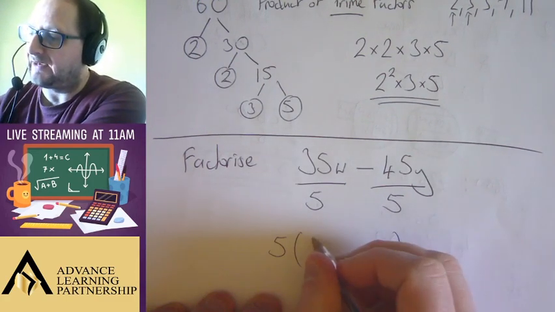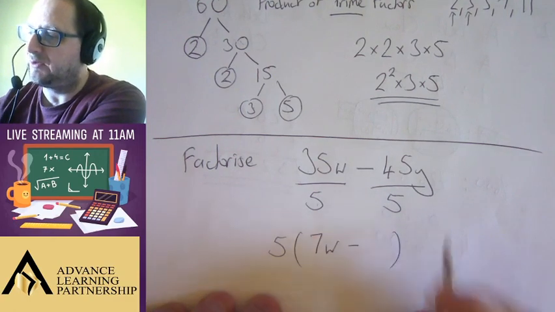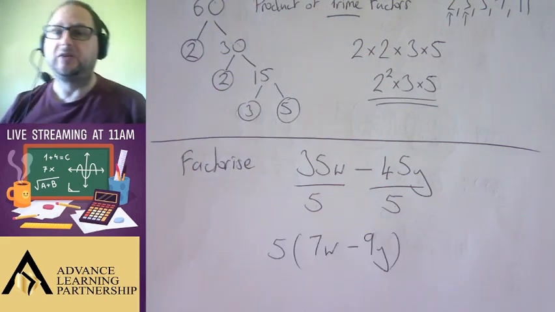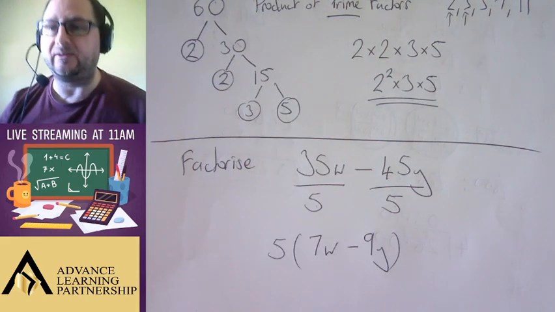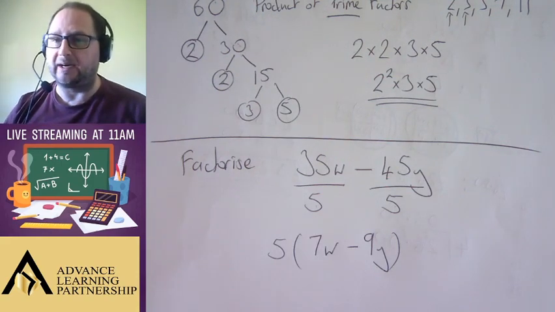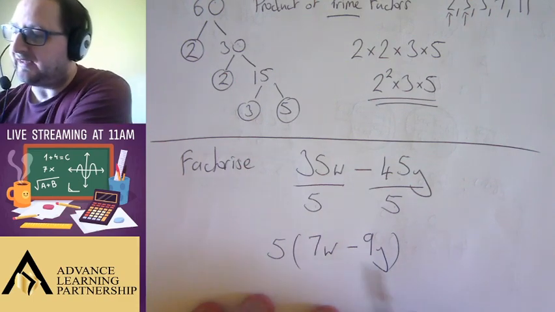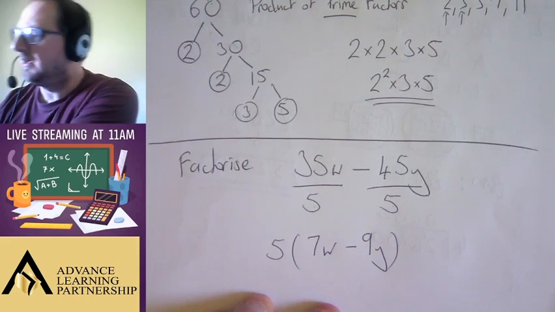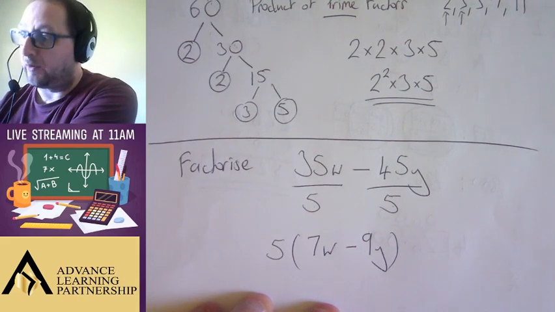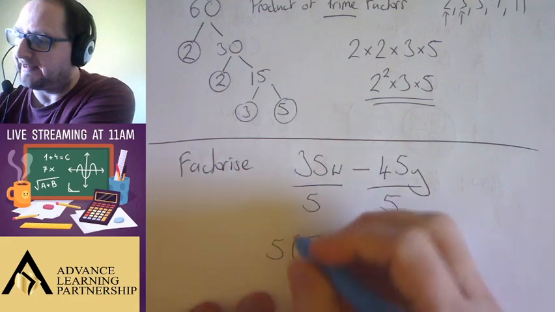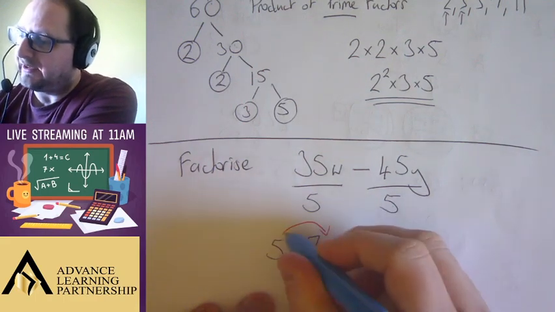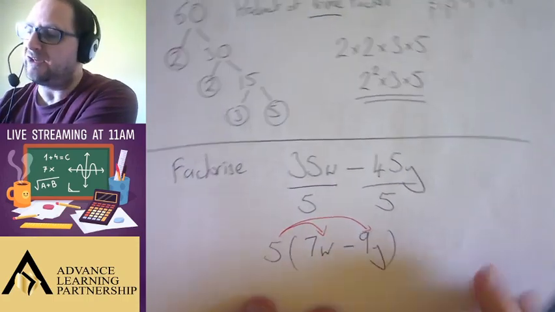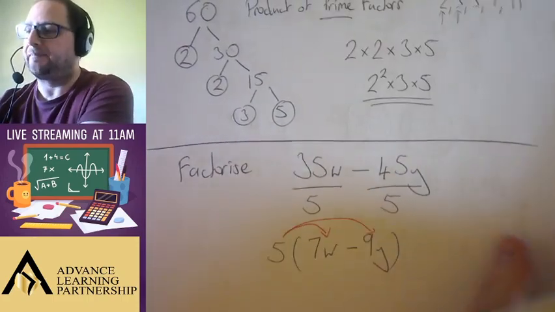5 goes into 35 7 times, so we get 7w. 5 goes into 45 9 times, so we get 9y. So the solution we're looking for there is 5, open brackets, 7w minus 9y. Now in the exam, I know I'm actually writing on my answer here, you wouldn't do this, you'd write it again, but you could always then expand that bracket and check what you get. So in the exam, rewrite it and check it again.